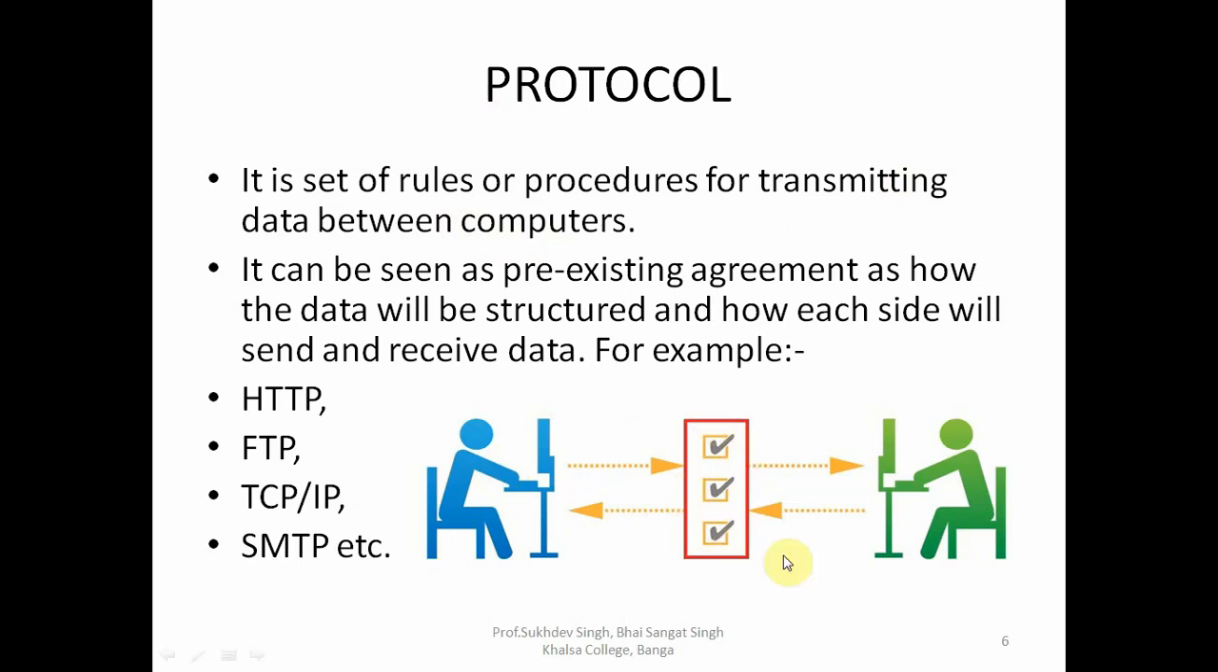It's just like when you have an agenda for a talk, which points will be discussed in your meeting. Similarly, whenever two computers communicate, they need some pre-existing agreement on how to communicate, how to send data, and how to make packets of data, because everything sent on the internet is broken up into small packets, and there is a procedure to create these packets. So we can say it can be seen as a pre-existing agreement on how the data will be structured.